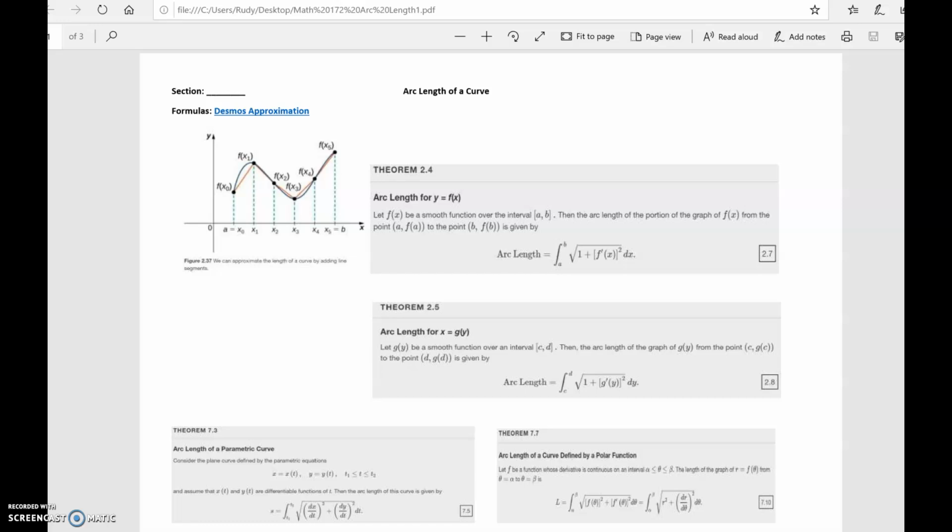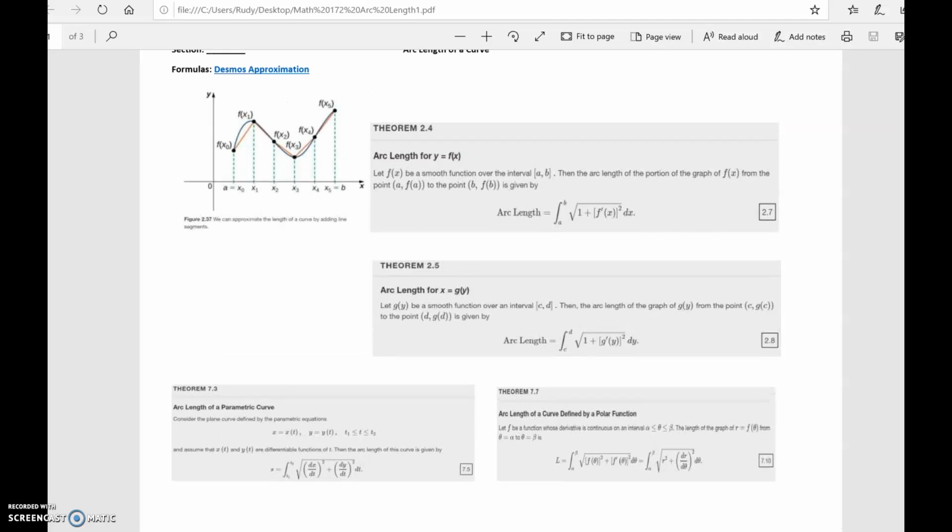Hi class, we need to take a look at the next section. In the next section, we're talking about the arc length of a curve or a function. It doesn't necessarily have to be a function as long as the line segment that we're calculating is in fact a function. So we're looking at the following and a couple of formulas depending on what we're actually evaluating.